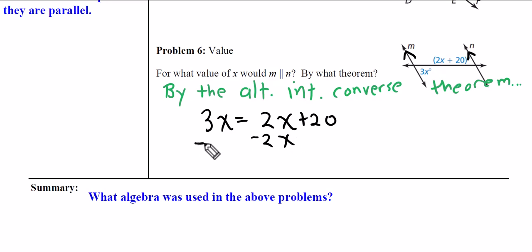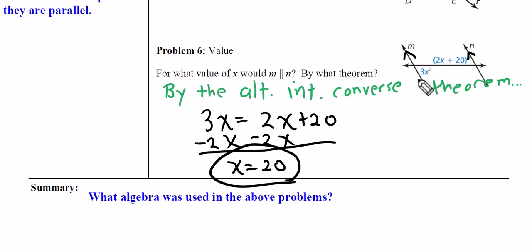Well, we're going to go ahead and do basic algebra like we have been for a cool minute. And this is going to be equal to x, and this is going to be equal to 20. So if x were equal to 20, then it would force these angles to be congruent to each other, and therefore the lines would be parallel by the alternate interior converse theorem. Remember, the converse theorem says, hey, if these angles are doing these things, then we know the lines are parallel. For your summary, what algebra was used in the above problems?